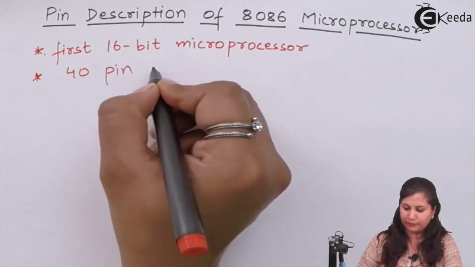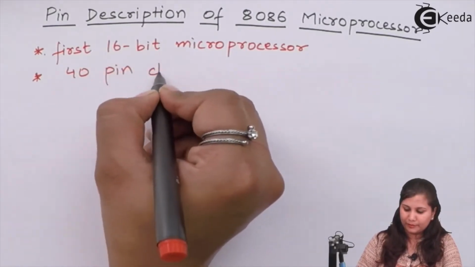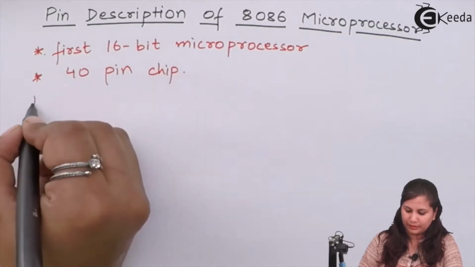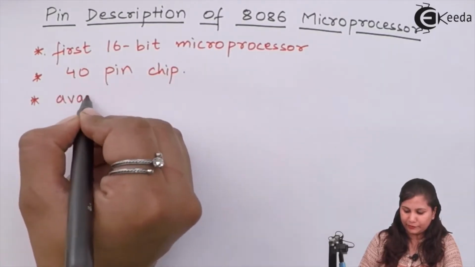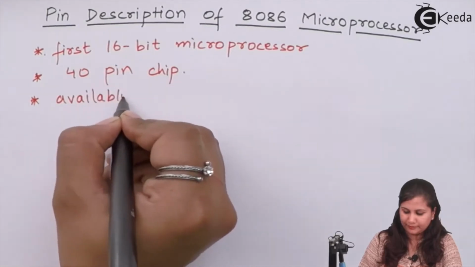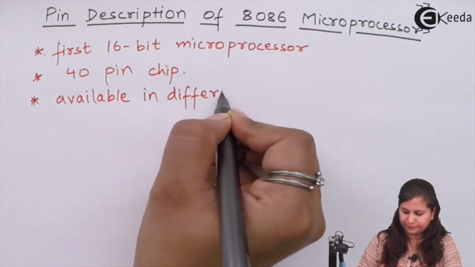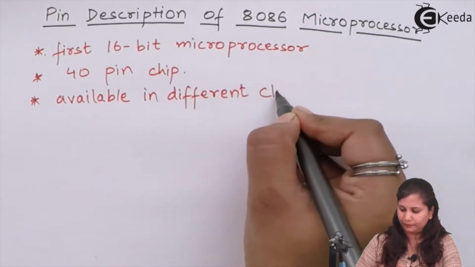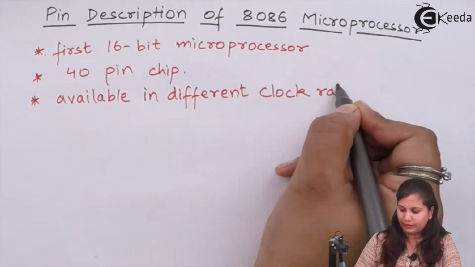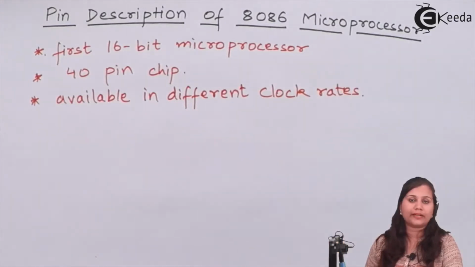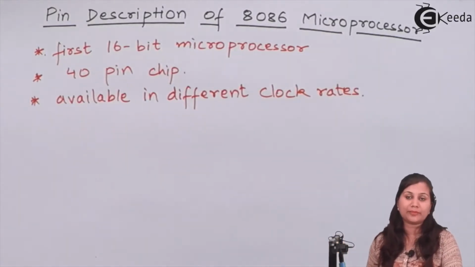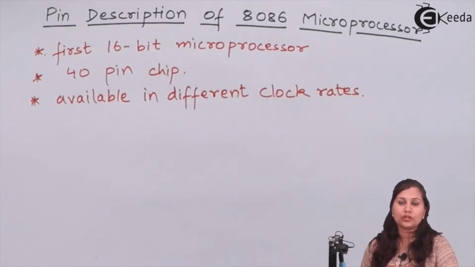It is a 40-pin chip, and it is available in different clock rates. Its clock rate can be 5 megahertz, 8 megahertz, and 10 megahertz. So depending upon the clock rate value, there are various versions of this 8086 microprocessor.